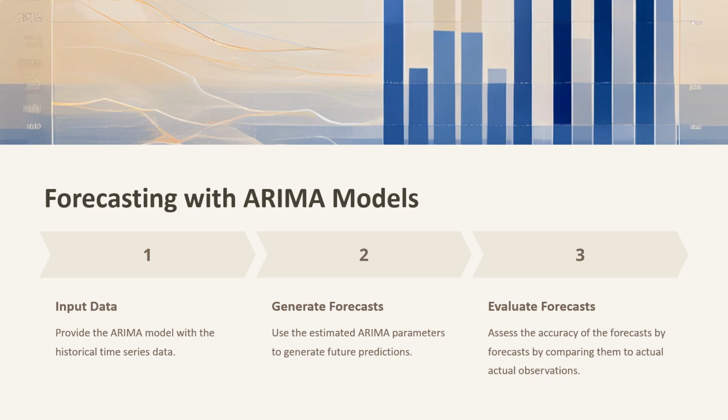Okay, this is the last step I think, forecasting with the ARIMA model. Number one, input data. Provide the ARIMA model with the historical time series data. Number two, generate forecast. Use the estimated ARIMA parameters to generate future predictions. Number three, evaluate forecast. Assess the accuracy of the forecast by comparing it to actual observations.